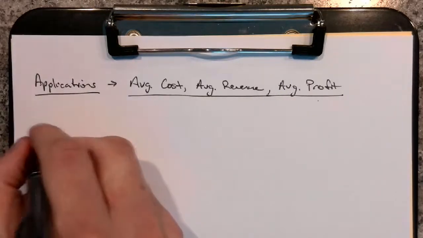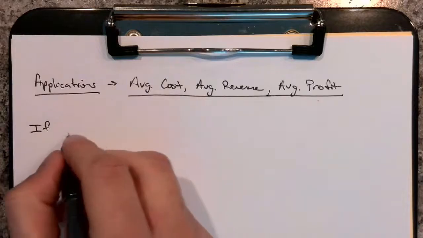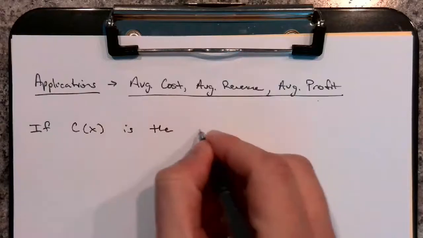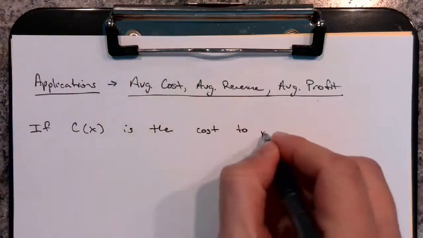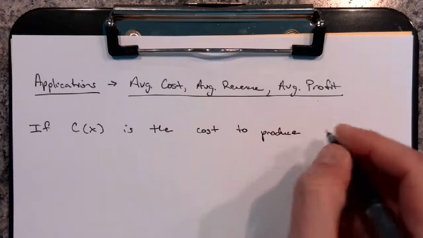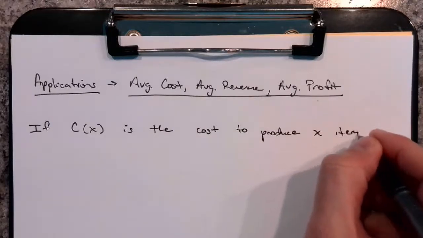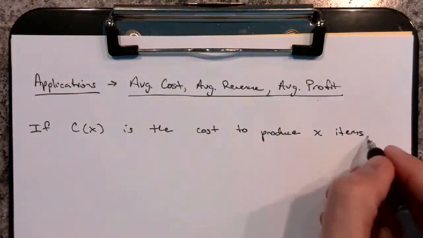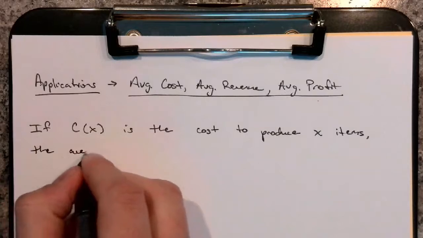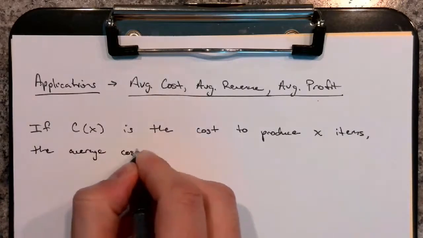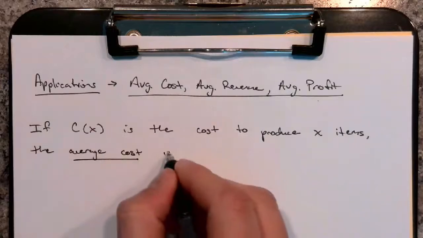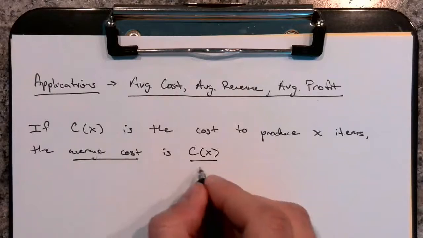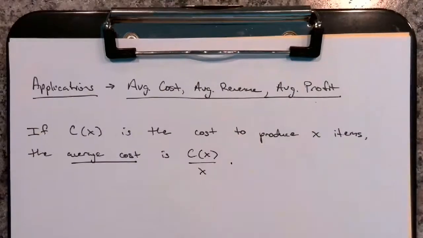Just as a small definition to start, if C of X is the cost to produce X items, so it's a cost function, C of X, and we've seen that before. The average cost is C of X, the cost function, divided by X, the number of items you produced. Which kind of makes sense, right?